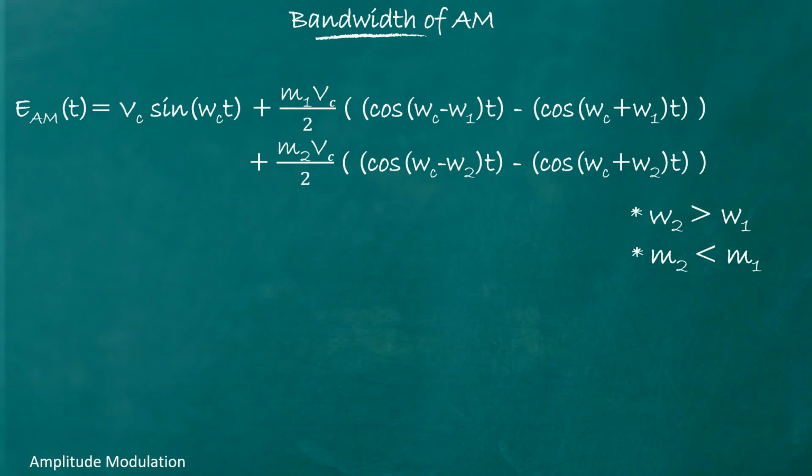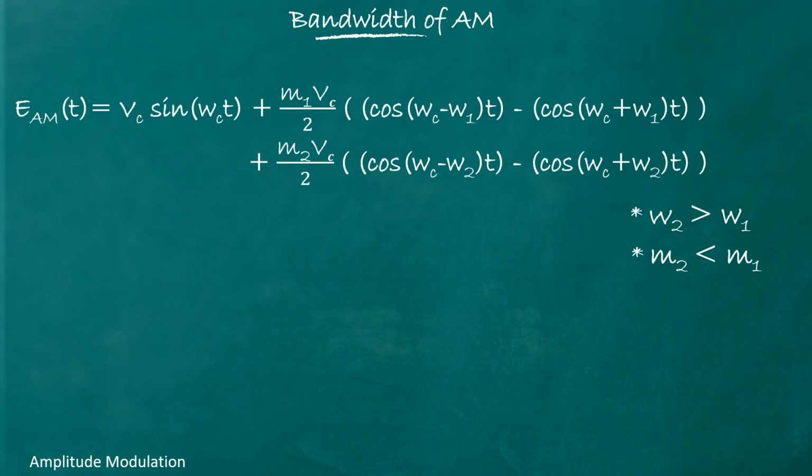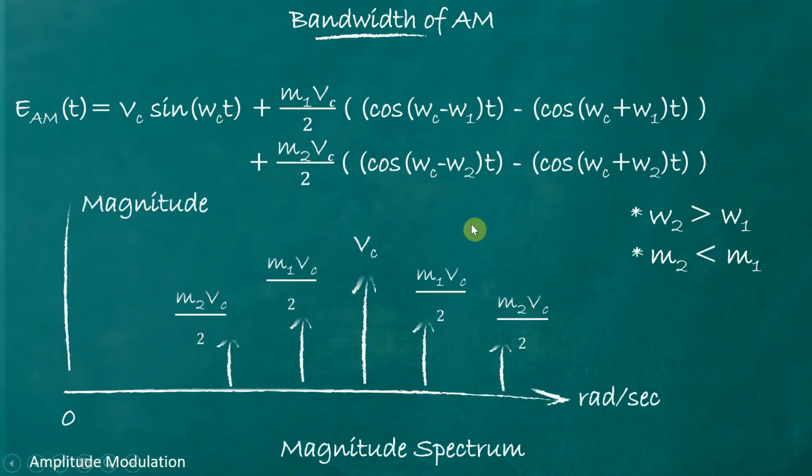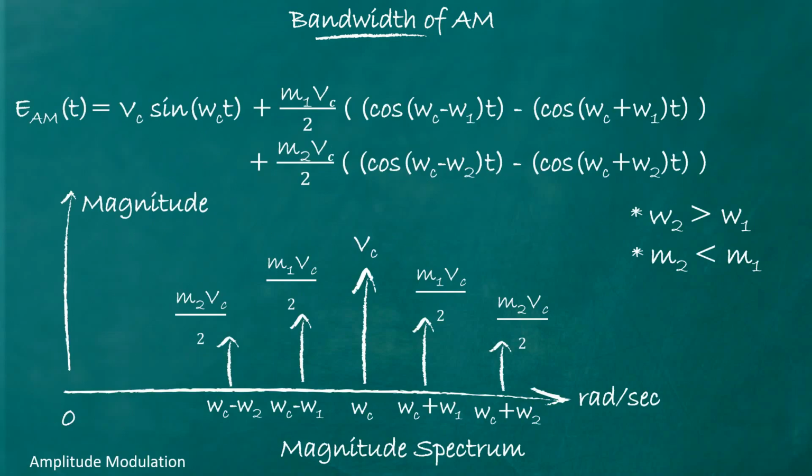So replace this V1 upon Vc by M1, V2 upon Vc by M2. So we have this equation, right, and the corresponding magnitude spectrum. See, how many frequencies are there in this amplitude modulated signal?